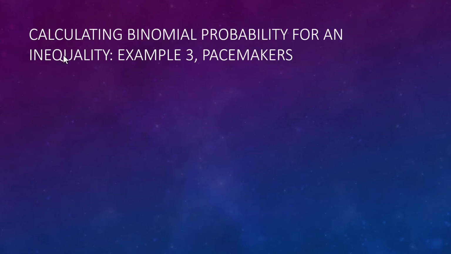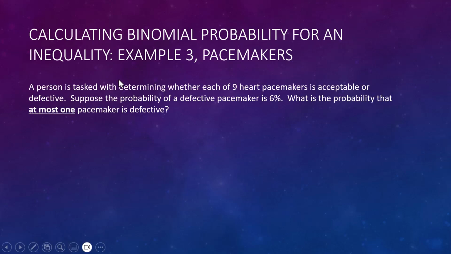So let's do another example. This time we're going to do an example that involves pacemakers. So it says a person is tasked with determining whether each of 9 heart pacemakers is acceptable or defective. Suppose the probability of a defective pacemaker is 6%. What is the probability that at most one pacemaker is defective?